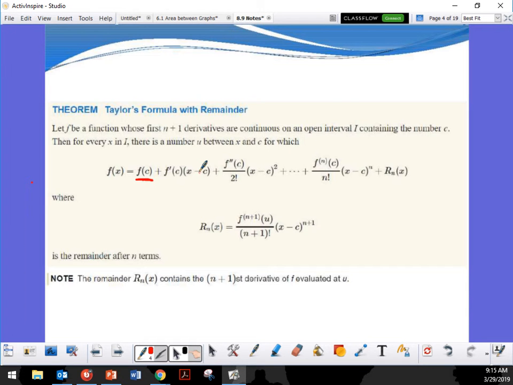So I should come up to the derivative, where n plus 1 would be the derivative at u, over n plus 1 factorial, times x minus c to the n plus 1. So that's how many terms I'm getting out of that. This is the remainder after n terms. The remainder, Rn of x, contains the n plus 1 derivative of f evaluated at u.